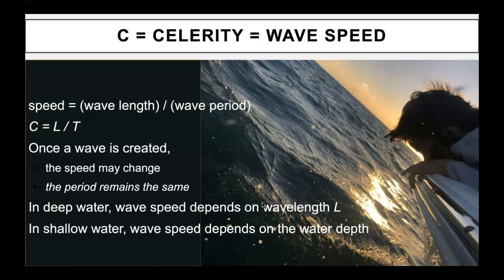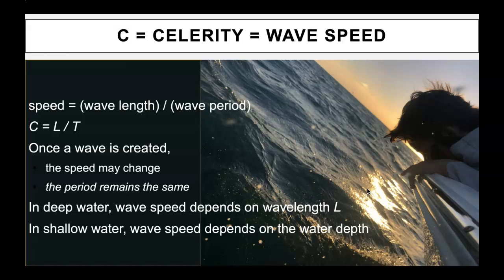There is another term that's called celerity, and it is the wave speed. So another fancy word. But here's that same kid out in the Keys at sunset. The speed of the wave, this celerity value, is the wavelength divided by the wave period. So we just defined on the last slide what those were, so go back and look if you need to.